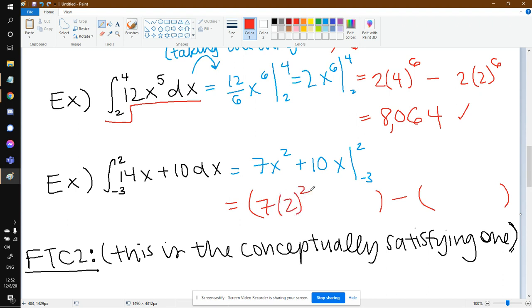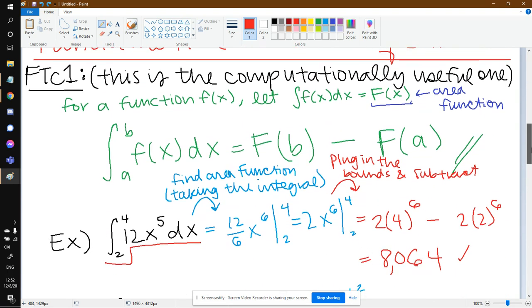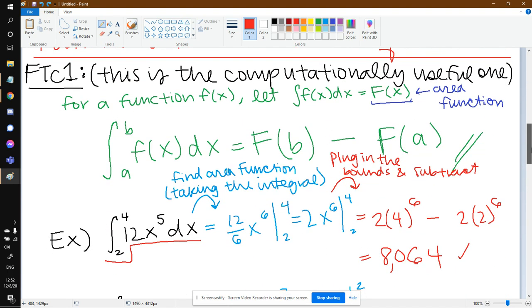And now I plug in my top bound. I plug in my bottom bound. Nice. And then I plug this into a calculator where I do some math and I get 15. Nice. So the area underneath the function 14x plus 10 from -3 to 2 is 15. Again, computationally, this is a very useful theorem.